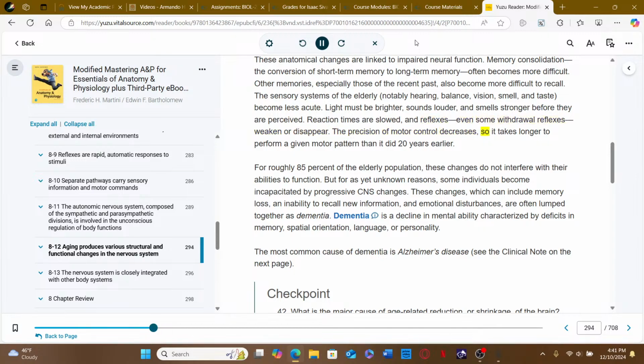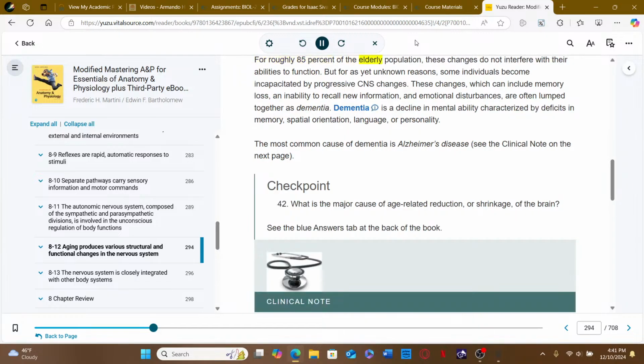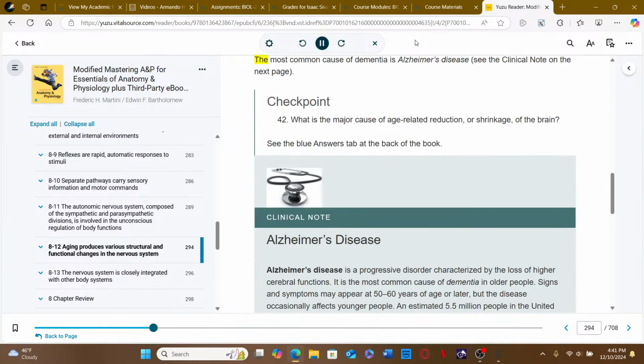The precision of motor control decreases, so it takes longer to perform a given motor pattern than it did 20 years earlier. For roughly 85% of the elderly population, these changes do not interfere with their abilities to function. But for as yet unknown reasons, some individuals become incapacitated by progressive CNS changes. These changes, which can include memory loss, an inability to recall new information, and emotional disturbances, are often lumped together as dementia. Dementia is a decline in mental ability characterized by deficits in memory, spatial orientation, language, or personality.